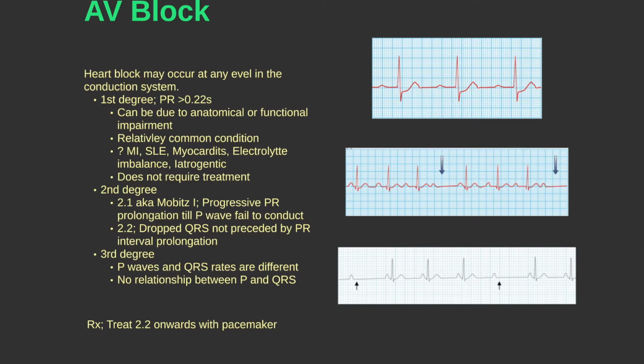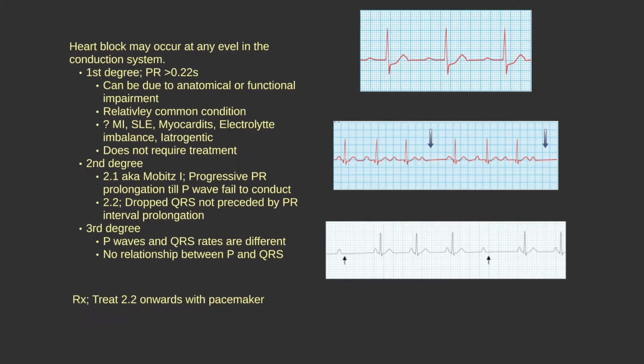Third degree is where there's no relation between the P's and the QRS complexes, so P waves will be related to themselves. The P to P interval will still be normal, and the R to R interval will still be set. There won't be any irregularities there. However, there will be no coordination between P and QRS.